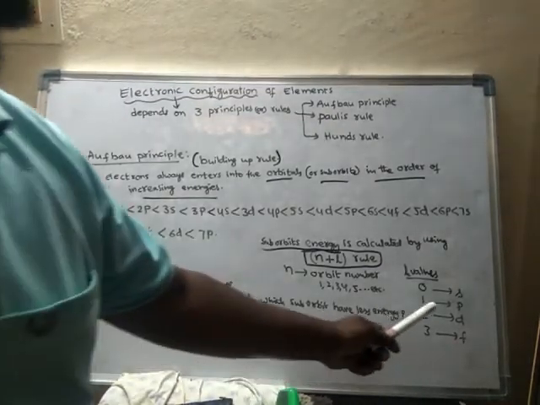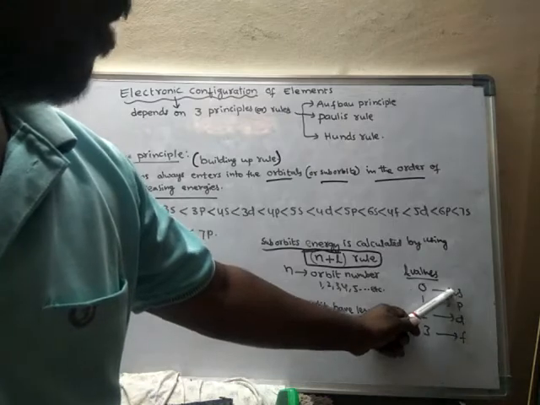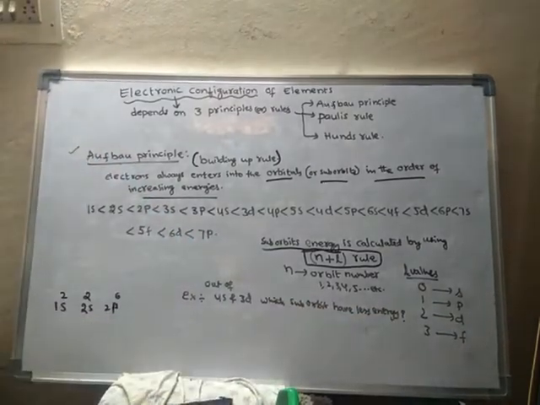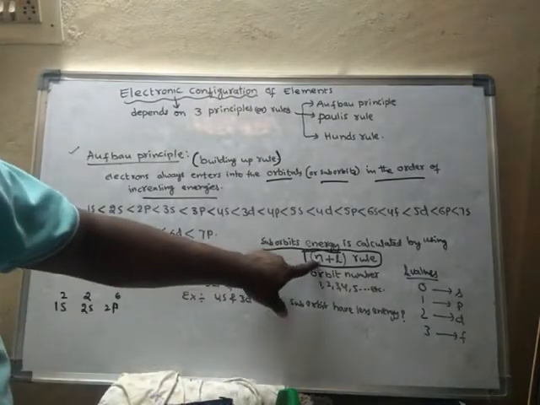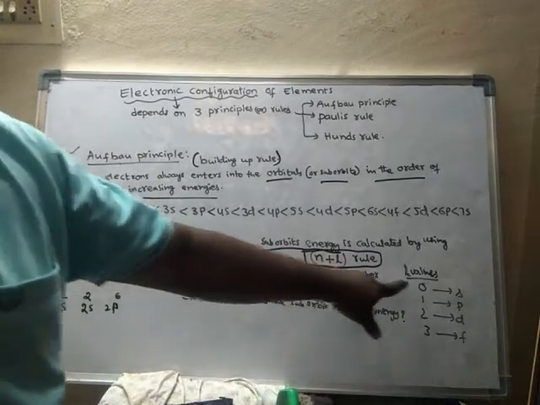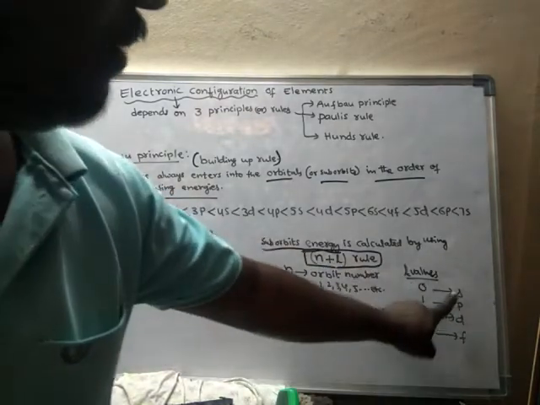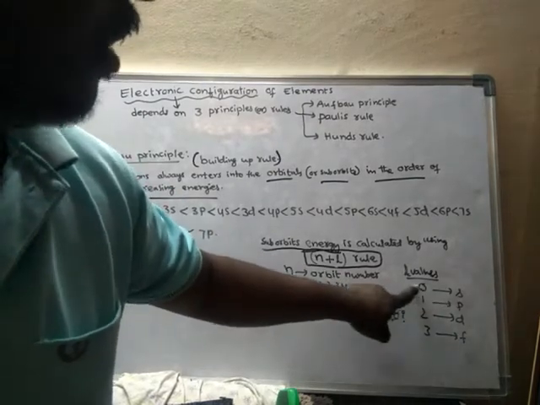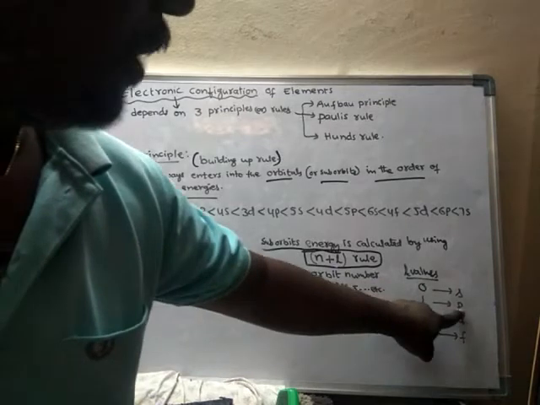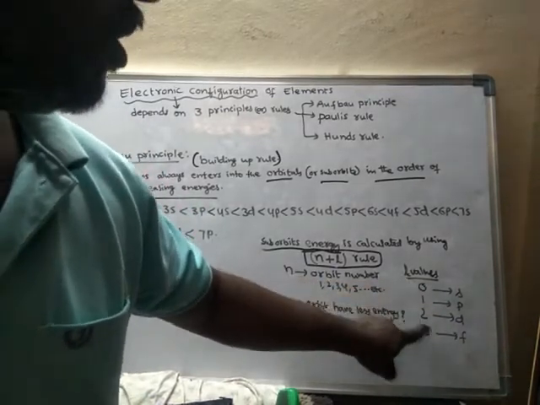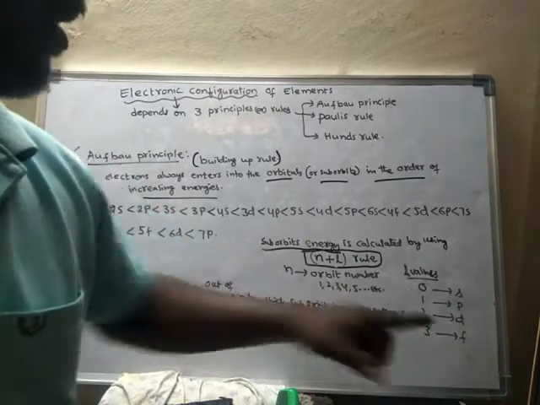There are four types of suborbits: S suborbit, P suborbit, D suborbit, and F suborbit. Here N indicates the orbit number, and L indicates the value of suborbits. Every suborbit will have its own value. S suborbit will have L value 0. For P suborbit L value is 1. For D suborbit L value is 2. And for F suborbit L value is 3.